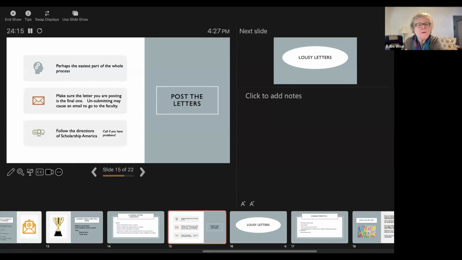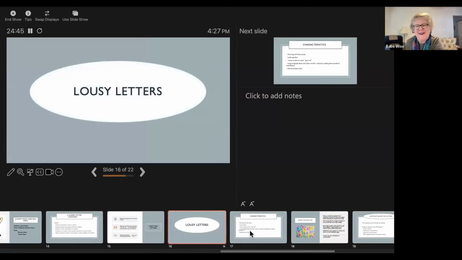Then also follow the directions on the Scholarship America and Goldwater websites. They're pretty detailed. It's easy to do, but sometimes, in the middle of all the deadlines happening at the end of January, you get muddled. Call Scholarship America. They will help you make sure that it gets posted correctly.